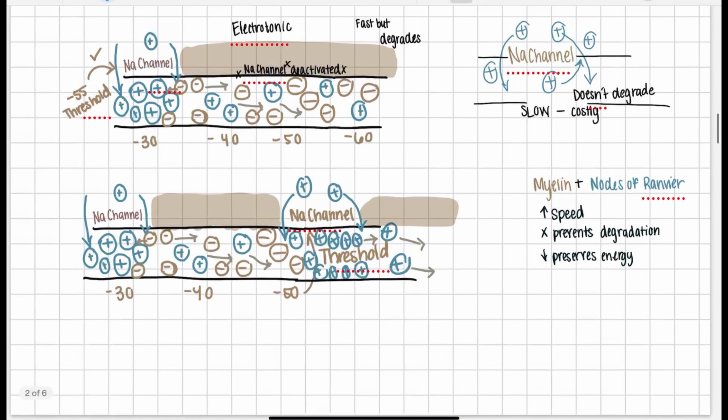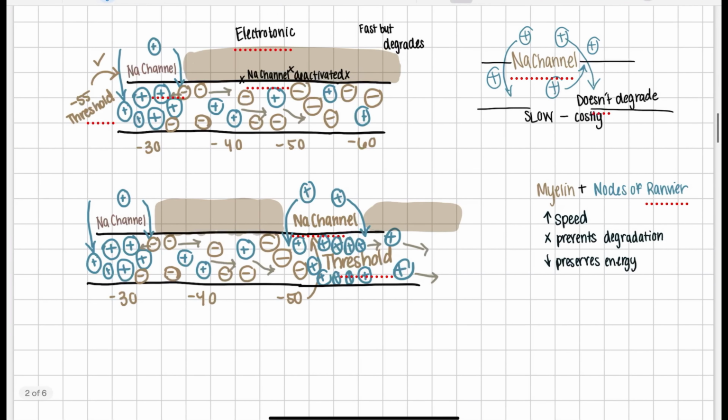Today I'm going to be explaining how myelin sheaths actually help increase the speed, prevent degradation, and preserve energy of action potentials. And I couldn't understand this unless I truly got the physiology behind it. So I'm going to discuss some key concepts here. So first off, why are myelin sheaths important?